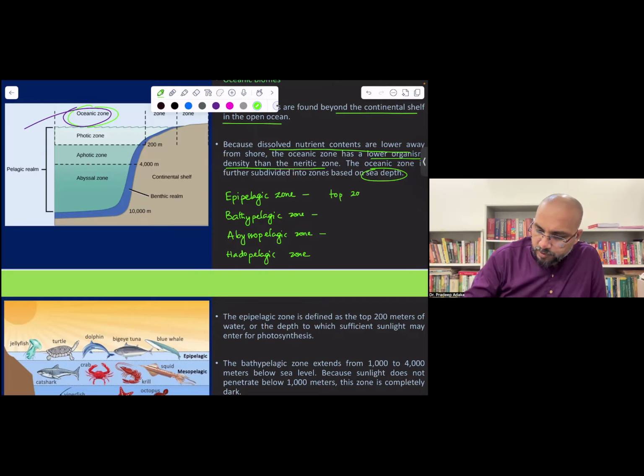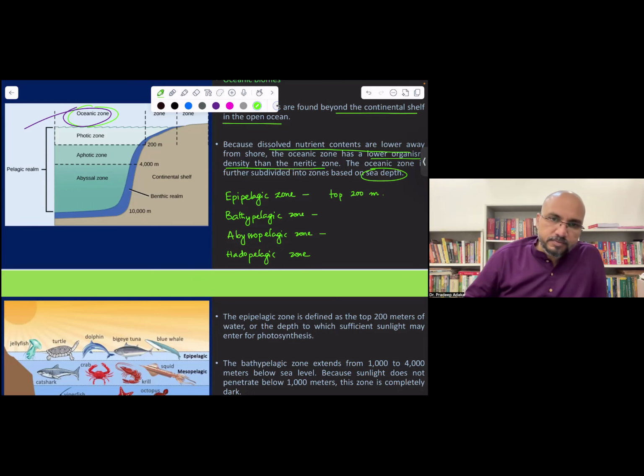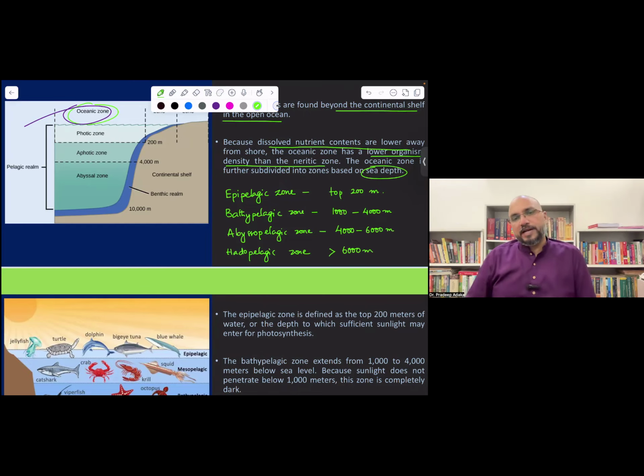So epipelagic zone जो है, it is top 200 meters, up to top 200 meters depth in the ocean. Then bathypelagic is you can say from 1000 meters to 4000 meters depth. Then abyssopelagic is 4000 meters to 6000 meters, and more than 6000 meters depth, it is called as hadopelagic. So depending upon the depth, again your oceanic biomes can be divided into different regions.